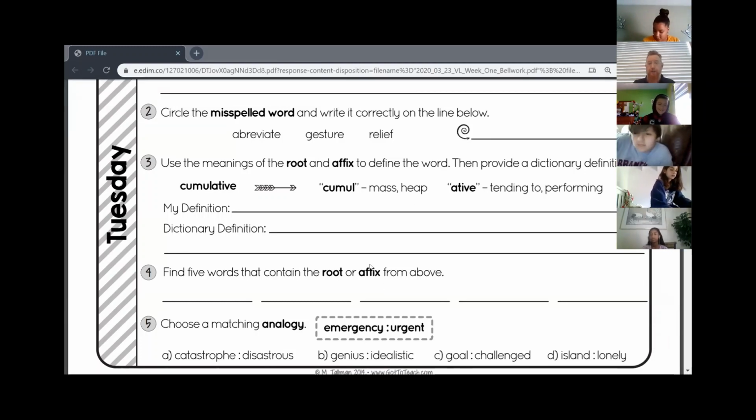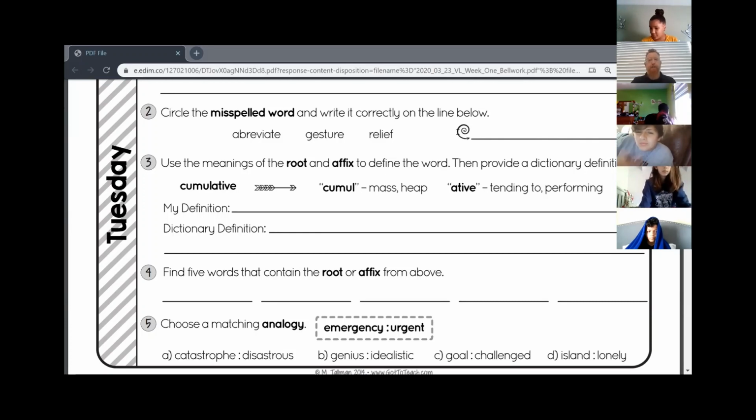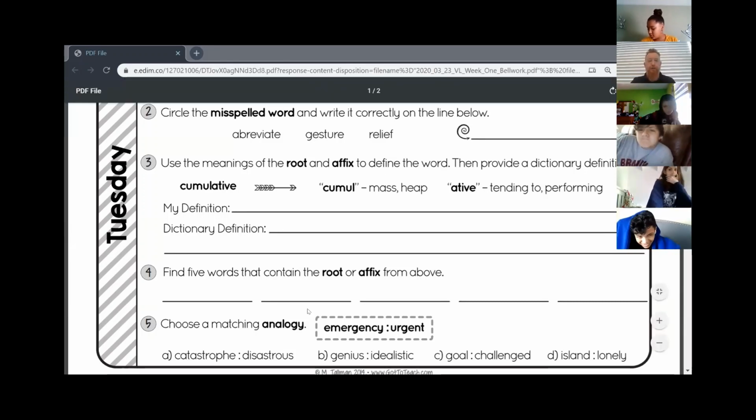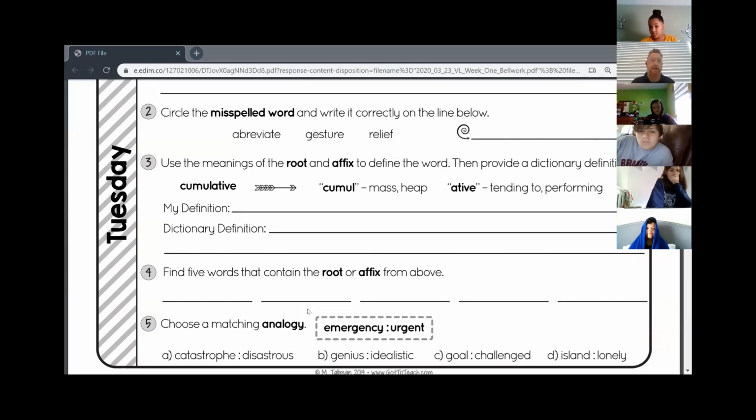5 other words that contain the root or affix. So I don't know, just off the top of my head, cumulus, ooh, like a cloud type, that's exciting. What else would be good? I guess some other things. Derivative, like what this class is some days. And then other words too. You can figure that out. Lastly is choose a matching analogy.